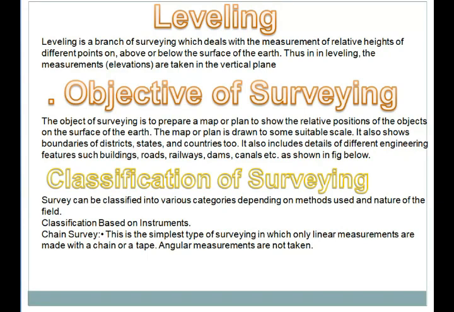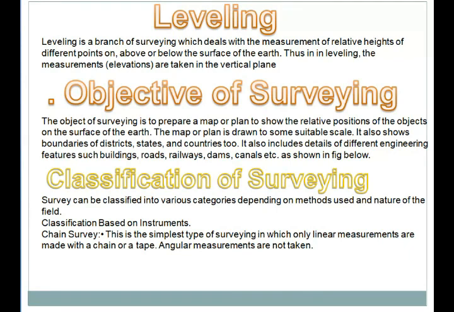Then the object of surveying, as has been discussed before, is to draw a suitable scale map and to show the boundaries of states, countries, and also of different structures such as roads, railways, dams, canals, as shown in the figure. Then we have the classification of survey. So it has linear measurement. Then we use chain surveying for taking linear measurements.